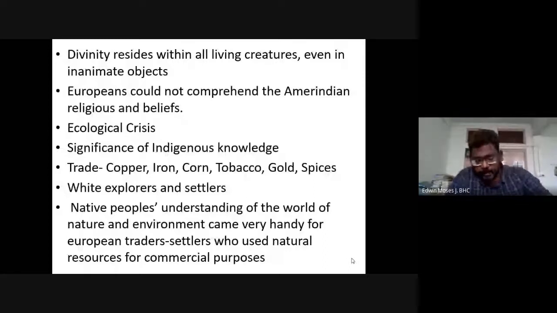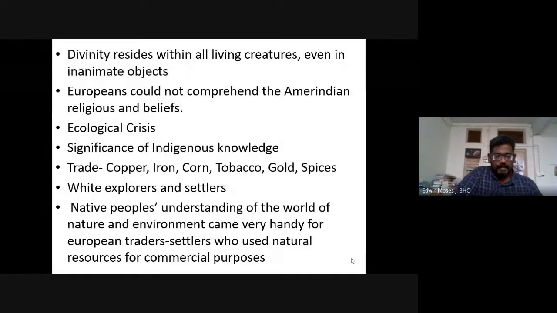But what these people at the time of colonialism, what these whites did is they used it for commercial purposes, for trade, copper, iron. They looted all the resources for gold and spices. White explorers and settlers, native trade settlers who use natural resources for commercial purposes, right? And they destroyed all the sacred sites of these people, the natives, right?